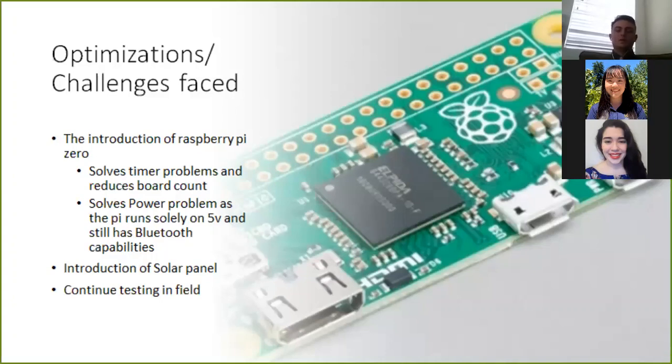One way to fix this is to use a Raspberry Pi Zero, which you can see here. Problem being with this Raspberry Pi Zero is that it's too complex. It's an actual computer, so it might be too overkill for this project. So we need to do more research and look into what's actually going on, which one's the best board. Then we're going to introduce our solar panel, continue field testing.